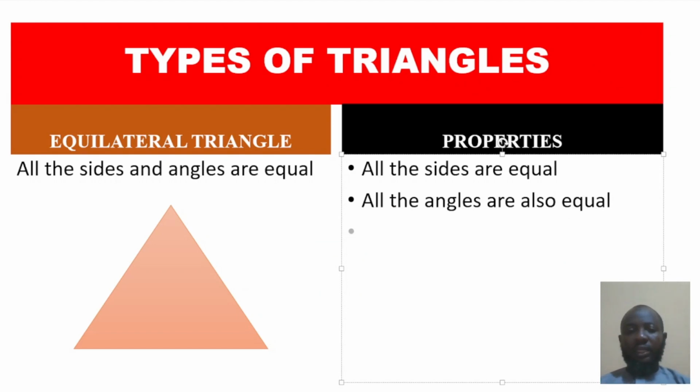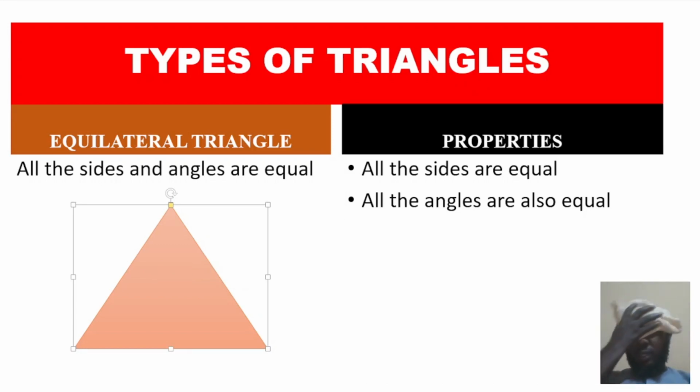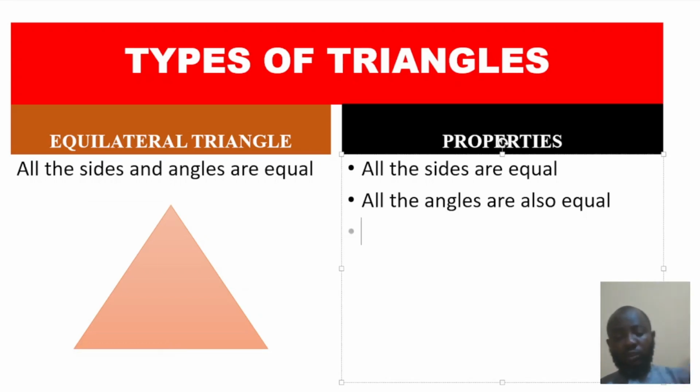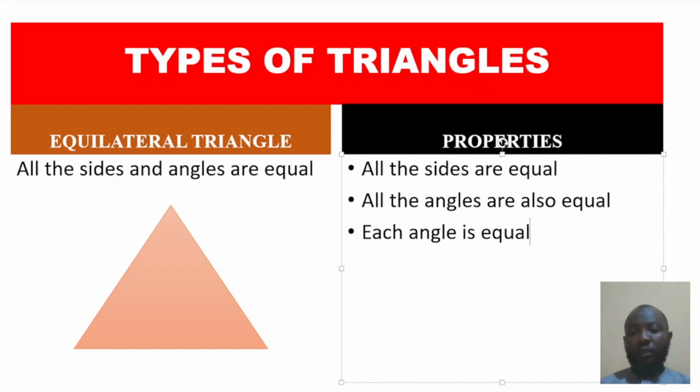Another thing is that since all the angles are equal and we've done the sum of angles in a triangle, the sum of angles in a triangle is 180 degrees. Since all the angles are equal, we can divide 180 by 3, which gives you 60, which means each angle is equal to 60 degrees. All right, 60 degrees.